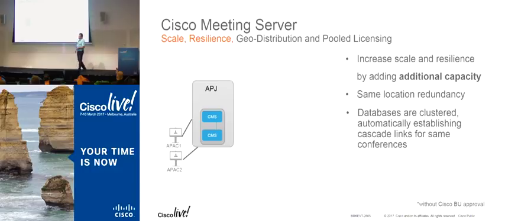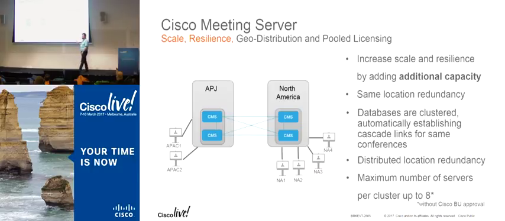I mentioned that databases are clustered automatically. So when a video system dials into one CMS and another video system dials into another CMS, because the databases are clustered, it'll automatically set up an intelligent cascade between the two. So no interaction is required to join the two CMSs together once they're clustered. Once the CMS detects that someone has dialed into a space on one of the platforms and someone joins a space on the same meeting on another platform, that cascade is automatically established.